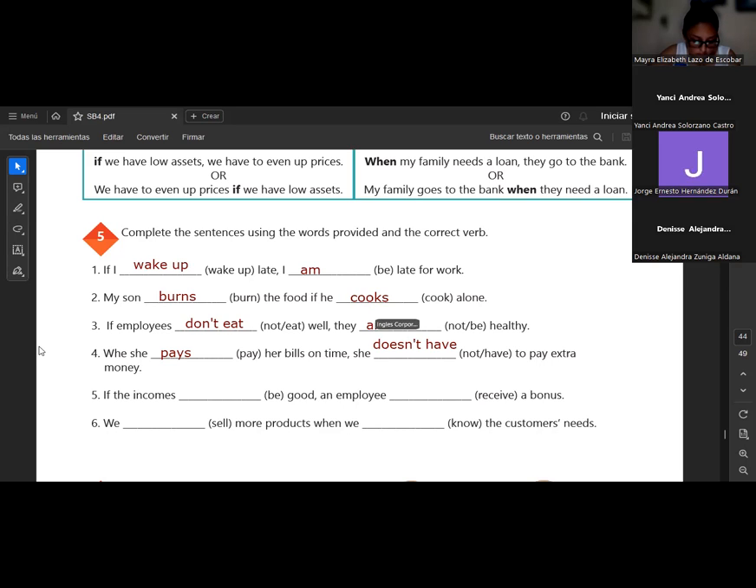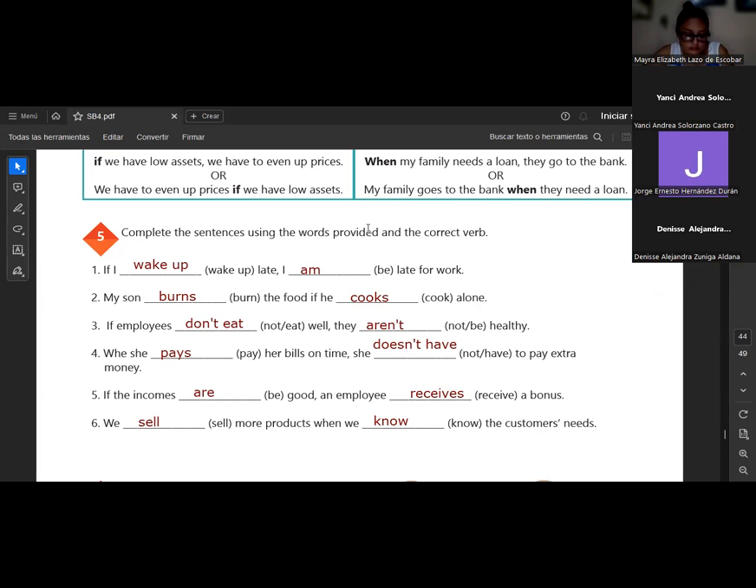Employees receive. If the incomes are good, an employee receives a bonus. Yes, if the incomes are good, an employee receives a bonus. Thank you for reading. Jorge, read number six. Sure. We sell more products when we know the customer's needs. Okay, we sell more products when we know the customer's needs. Muy bien, muy bien. Customer's needs, yes. Thank you, everybody, for your participation.